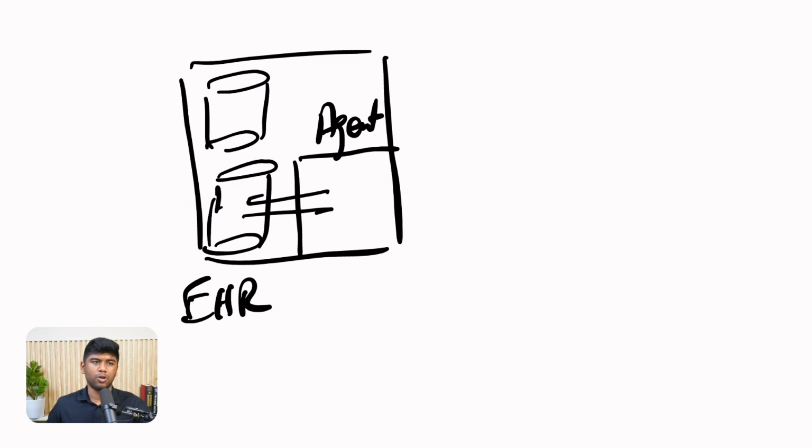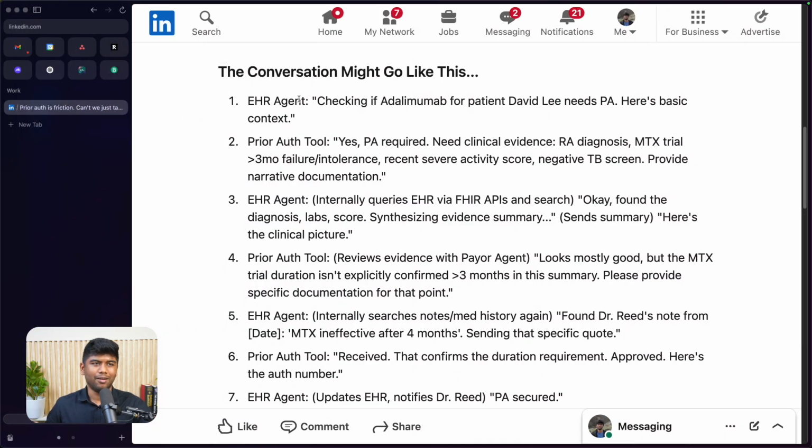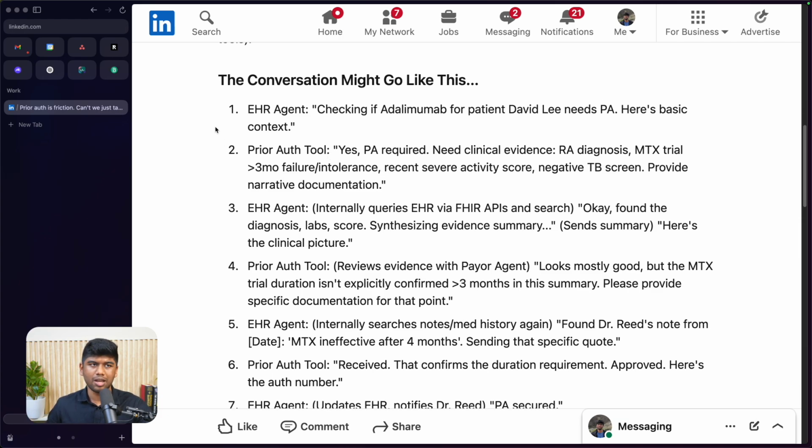So this is where protocols like MCP come in, and there have been a few other protocols, but I think MCP is the biggest one, right? So an EHR agent is able to query the EHR, maybe using a protocol like FHIR or even the database directly, or that particular EHR's MCP server, and then it's able to say, okay, checking if this particular drug for patient David Lee needs prior auth. Here's the basic context. So it collects all of this and then it sends it out into the void.